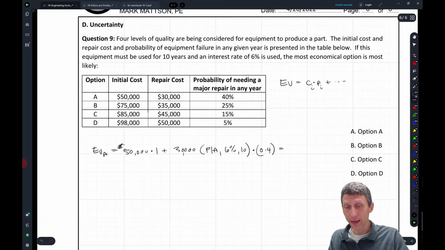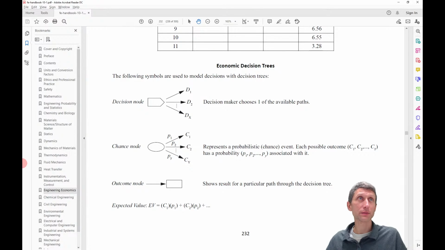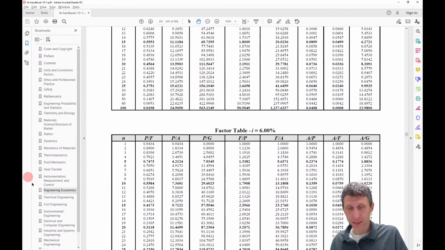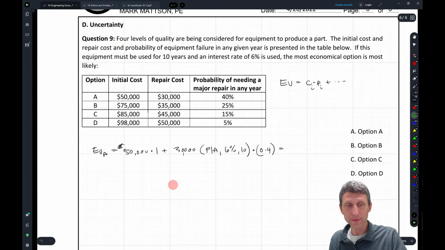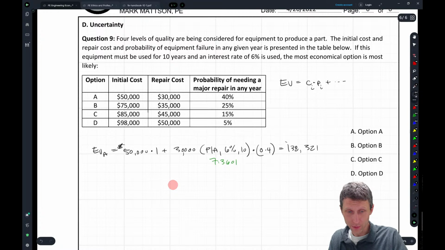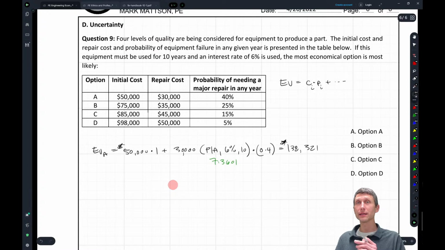So we do that out, and actually let's go find that factor. P given A, 6%, 10 years, is 7.3601. And I'm going to get a value here of about $138,321. So over the course of 10 years, we'd expect about $140,000 for that option.